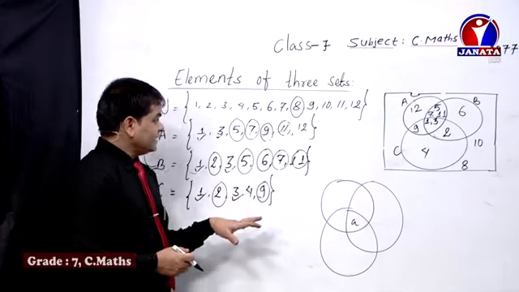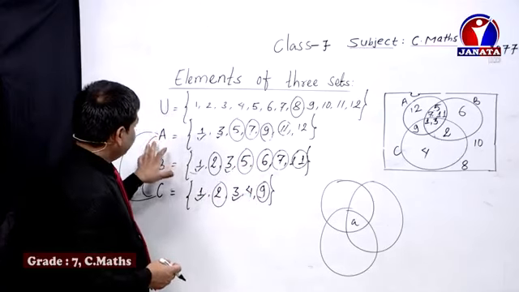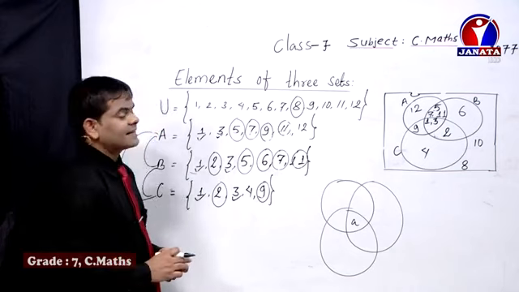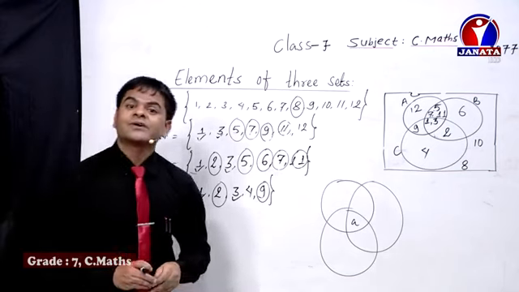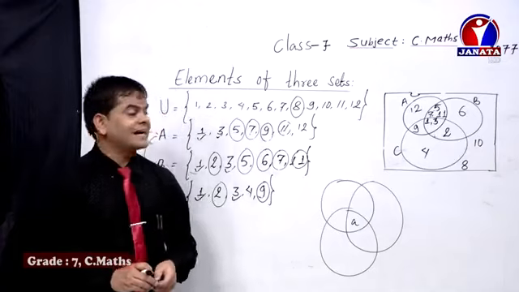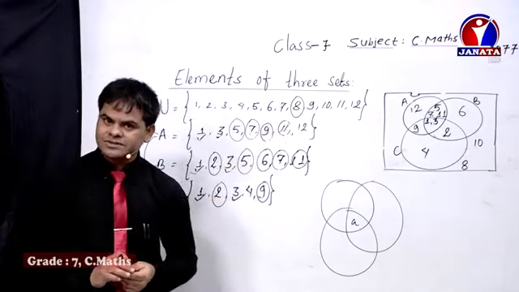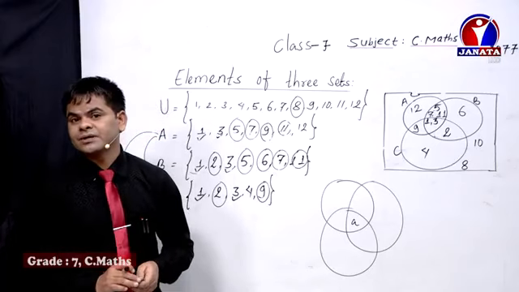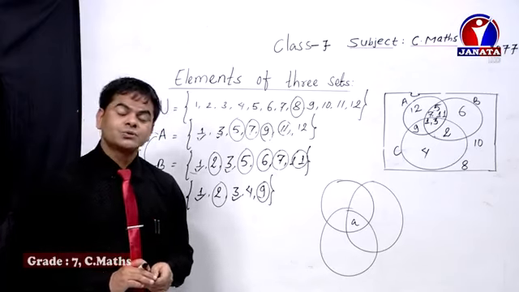After completing the plotting of set A, set B and set C separately, at last we need to see whether the elements of the universal set are adjusted in the Venn diagram or not. If not adjusted, then we need to adjust those remaining elements, dear students. We should not forget that.